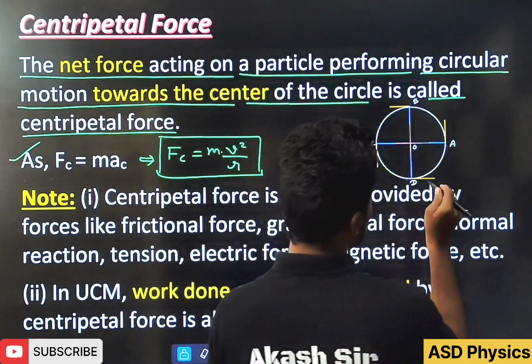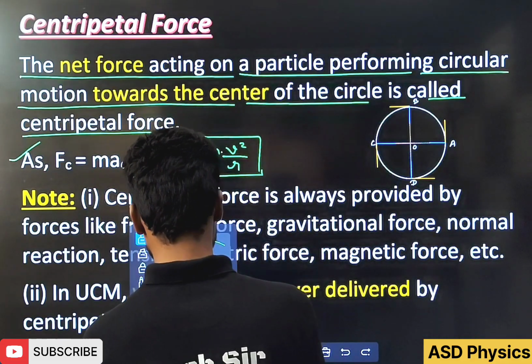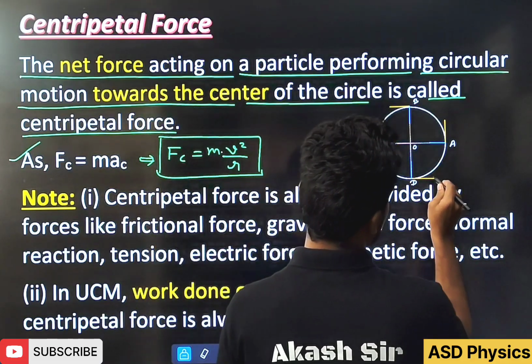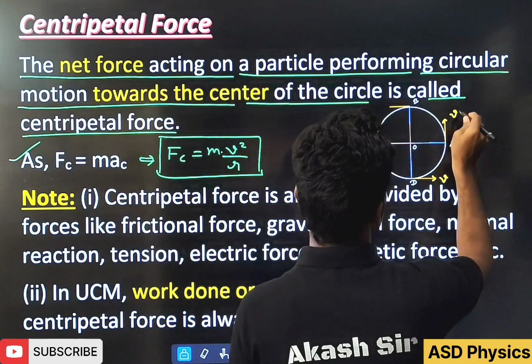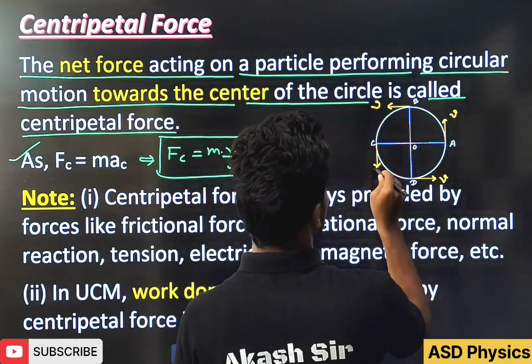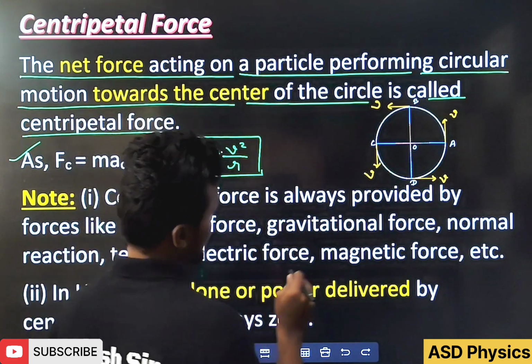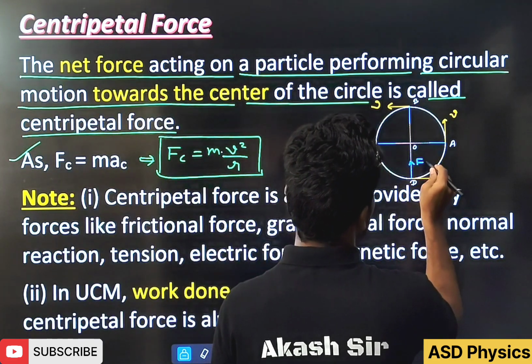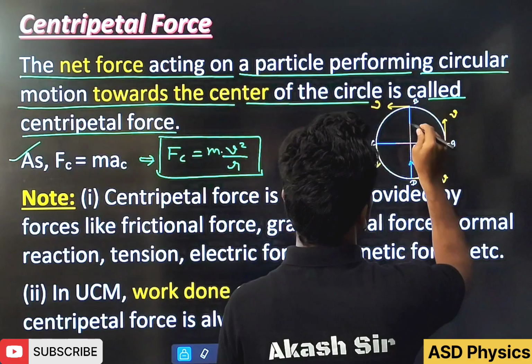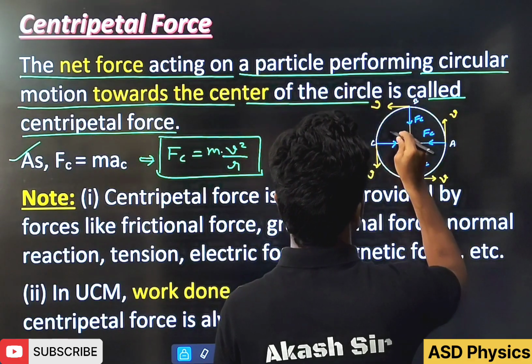So if I draw one uniform circular motion situation, we know very well this is the speed v. Now we have grown up, so we'll just write v instead of va, vb, vc, vd. Now this is all v. And what is the force direction? Acceleration is towards the center, so this force is also towards the center. So we can write here, this is the Fc.